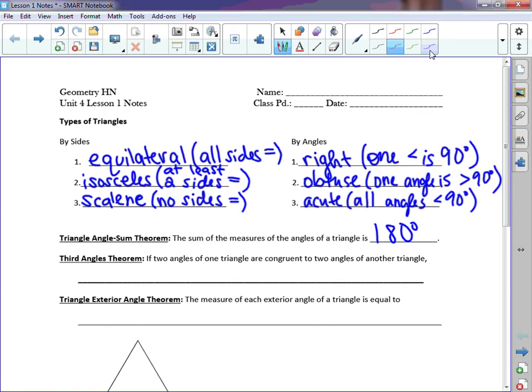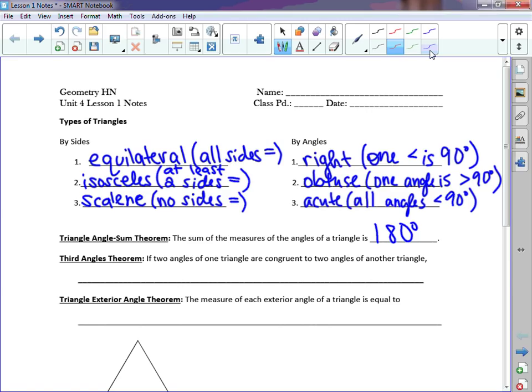Because if it was only like one or two, then it could be like two triangles. Right, yeah. Both my right triangle and my obtuse triangle leave only enough for the remaining two angles to be acute. So what makes it acute is that every single one of them is less than 90. Very good.